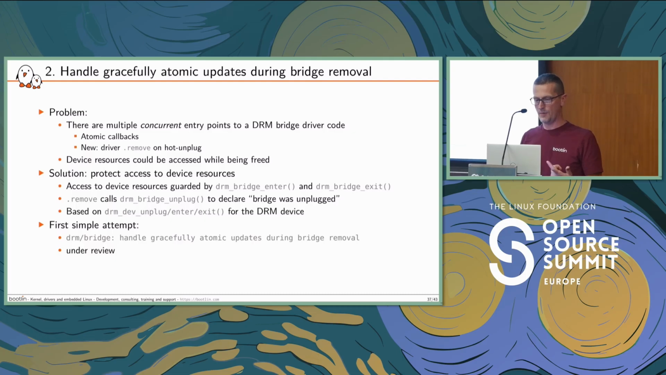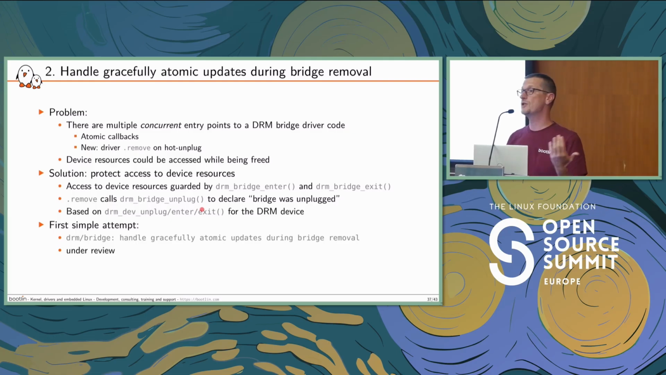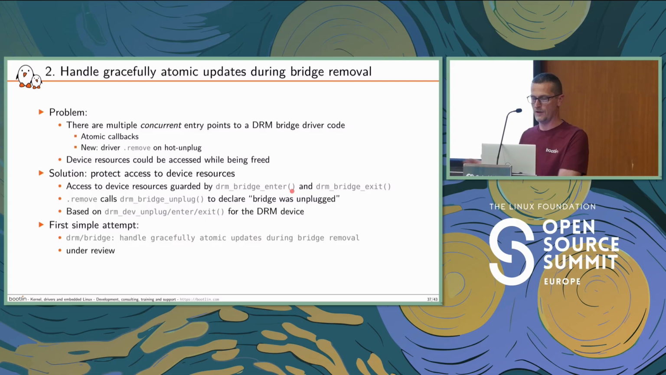The proposal was to introduce DRM bridge enter and exit functions. Every function, like atomic callbacks, that needs to access device resources needs to call these to avoid entering the critical section if the device has been removed. And then on removal, you need to call DRM bridge unplug to tell that this bridge is gone. After that, DRM bridge enter will prevent you from entering the critical section.